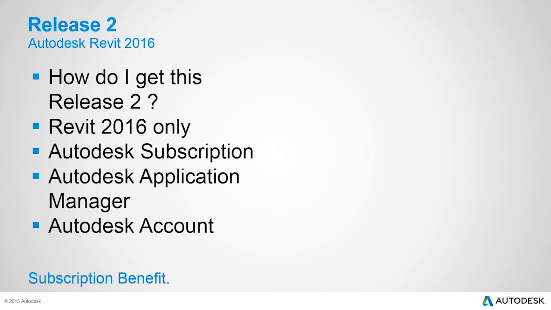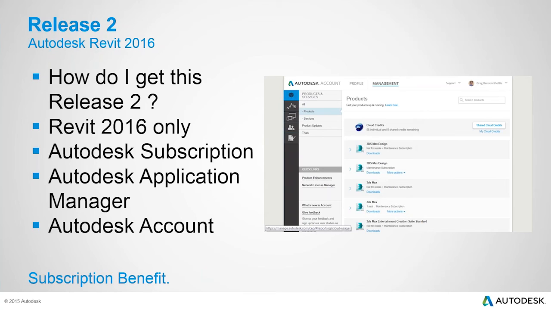Now in this example, I'm going to take you through how to find your Release 2. It's going to be based on Building Design Suite, but depending upon which suite you have, the basic principle will stay the same. So here's how you find it. Obviously, you need to log in to your account, go to the management and product services panel. So if you log in and it goes to profile, click on management, then we're going to go to product and services, and we're going to then pick on products.